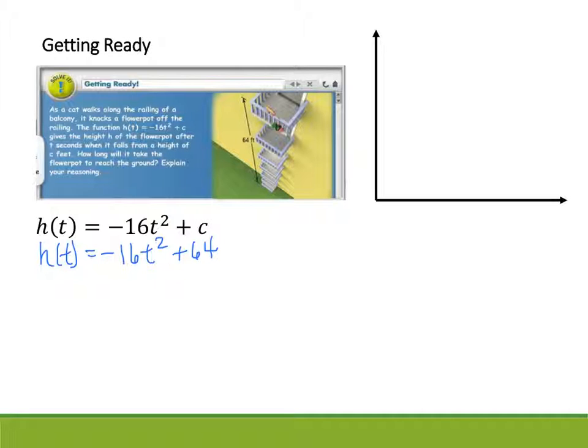So let's draw a t-table of values and let's plot some points. Now, instead of using x and y in my table, I'm going to use t and h: t for time, h for height. So on the axes of my graph, I will label the horizontal axis t and the vertical axis h.